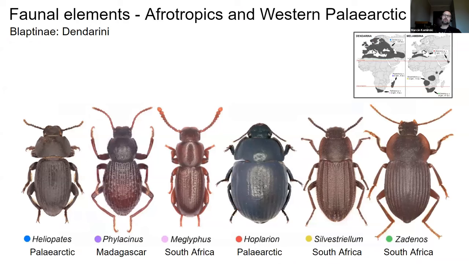To really get us out of the Afrotropics, let's have a closer look at the group which kind of breaks this barrier between the Western Palearctic and Afrotropical realm. So the first species that I have ever collected in South Africa was a representative of the genus Zadenos, and during my first trip in Spain, I collected Heliopathes. So this shows that those two groups are pretty common within both of those biogeographic regions. However, different genera are present in the Palearctic and in the Afrotropics.